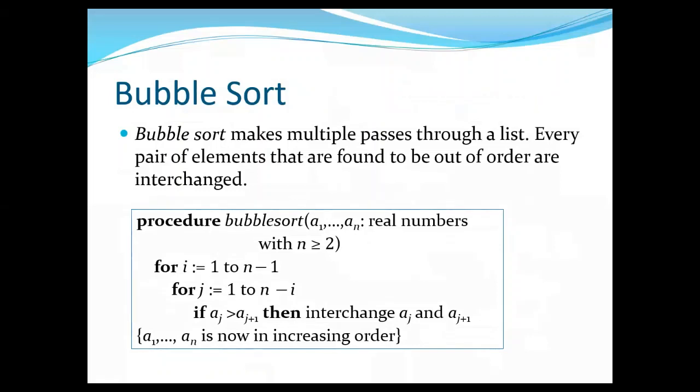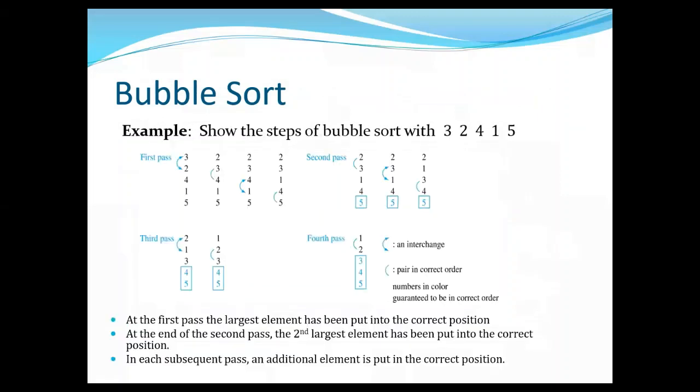Bubble sort is one of the simplest sorting algorithms, but not one of the most efficient. It puts a list into increasing order by successively comparing adjacent elements, interchanging them if they are in the wrong order.